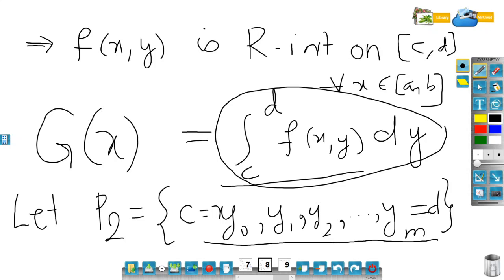Writing this integration is equivalent to saying that integral c to d, I can say it is the same as, instead of c, y0 to y1, then y1 to y2, then y2 to y3, and so forth, up to ym minus 1 to ym, where ym is itself d. So that's a property of integration.